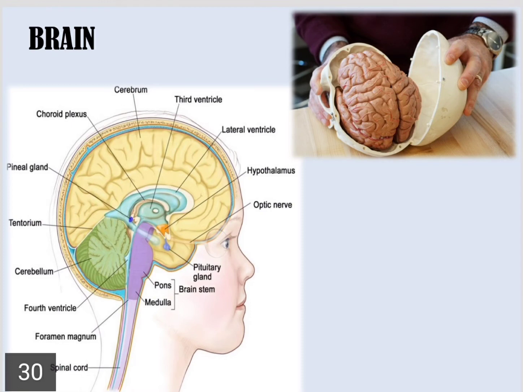Now we move on to the next part, which is the brain. The brain is the most important organ of the human body. In the picture on the right, you see this is not an actual brain. This is just a brain which is used for study by medical students. So it is just for you to understand how big the brain is and how it fits in your skull. Okay, so if you look at this picture, you understand how the brain looks.